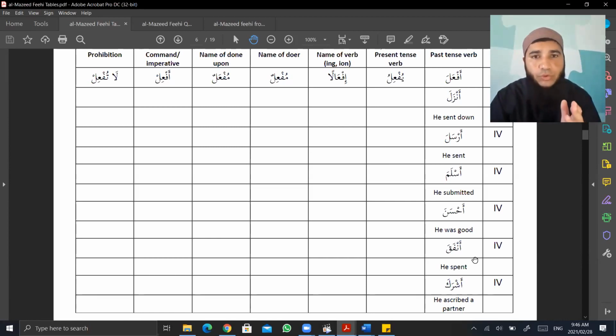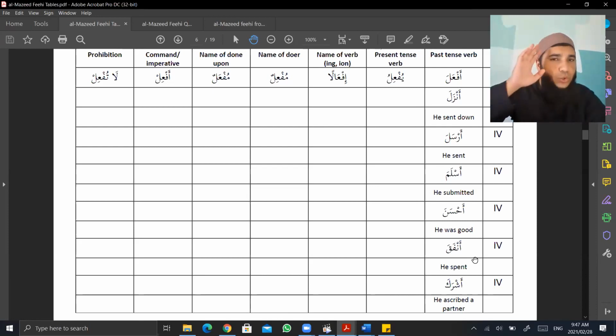أفعل يفعل إفعالا مفعل مفعل أفعل لا تفعل. And don't forget to revise all of the scales. All of them stay exactly the same. No matter what root letters you put on the scale, the harakat stay the same. The masdar stays the same. How you form the mudari stays the same. How you form the ismul fa'il, the ismul maf'ul, all of that stays the same.